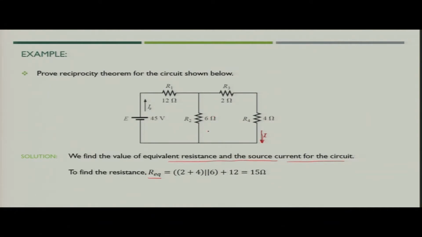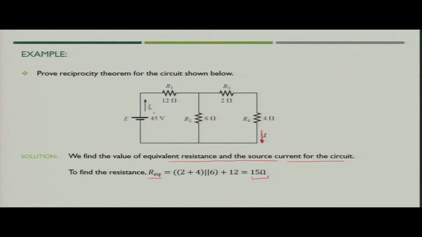So, you will get 3 ohm as a value, and this value of 3 ohm would be again in series with R1, that is 12 ohm. So, you will finally get 15 ohm, which this particular source will see into the circuit. So, now we have got 15 ohm as a total equivalent resistance of the circuit.